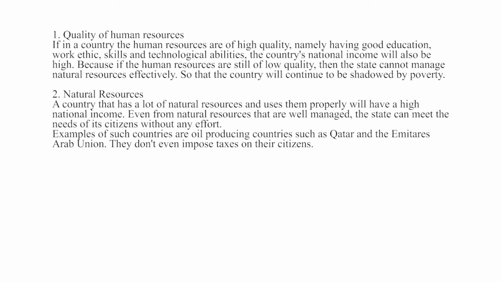A country that has a lot of natural resources and uses them properly will have a high national income. Even from natural resources that are well managed, the state can meet the needs of its citizens without any effort. Examples of such countries are oil-producing countries such as Qatar and the United Arab Emirates. They don't even impose tax on their citizens.